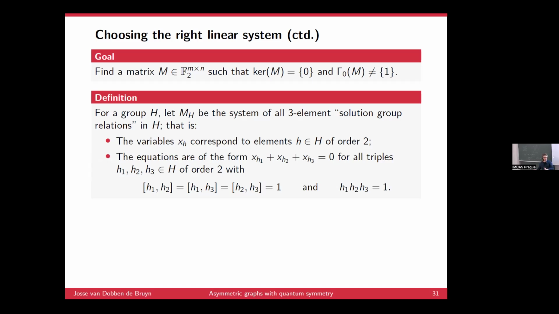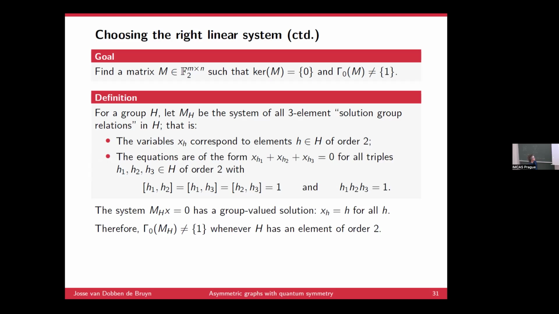So from your group, you search all elements of order 2 and all these 3-element relations between them, and you turn that into a linear system with one variable for every element of order 2 and one equation for each relation. Then by definition, you have a group valued solution to your linear system. You can put x_h equals h. So this variable that we created for h, we put it equal to h, and then it has a solution in H by definition. And so in particular, whenever H has an element of order 2, the solution group is going to be non-trivial.